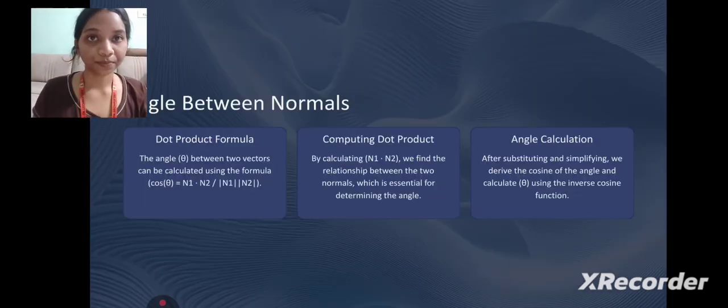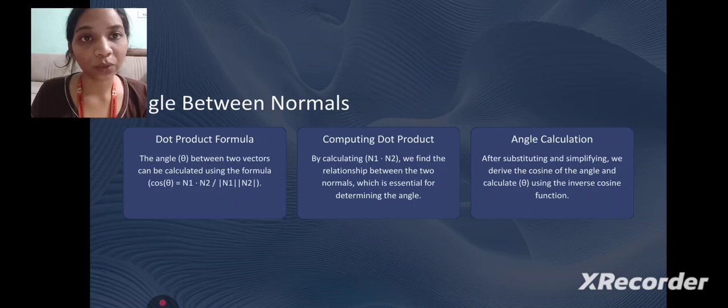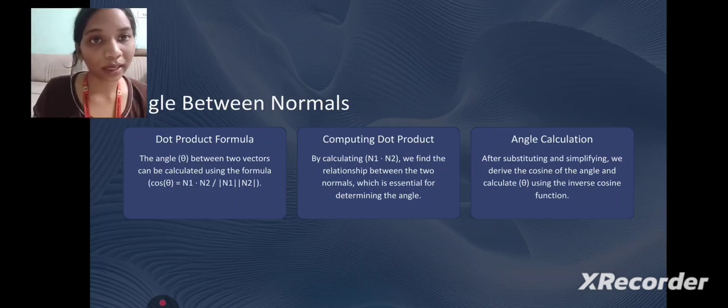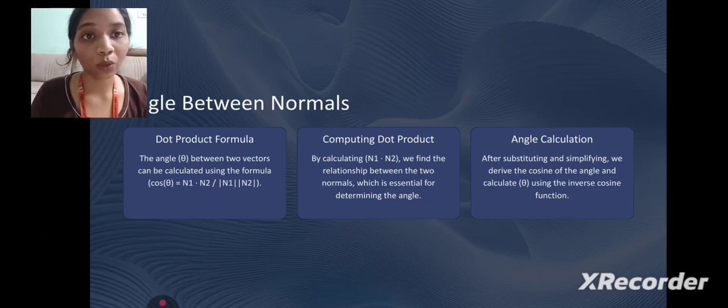Next, angle between normals. Dot product formula. The angle theta between two vectors can be calculated using the formula cos theta equals n1 dot n2 by mod n1 into mod n2.